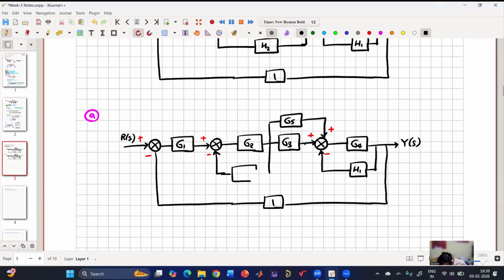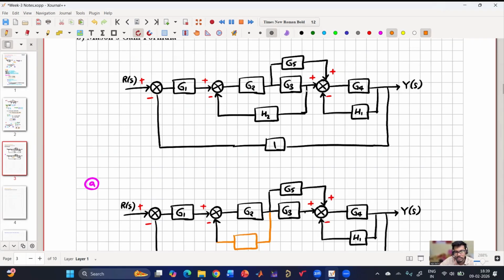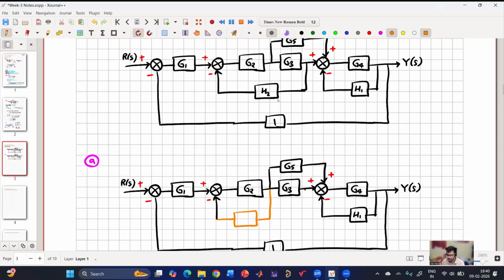Maybe I'll use a different color, orange, so that we'll know what we have changed. Here I am changing the gain. Previously I was taking from here, which was already multiplied by G3. Now if I'm taking from the previous value, what will be this gain? If you have any confusion, the best thing is to say this value is X. Then this value is G3 into X, and this will be H2 G3 into X, right?